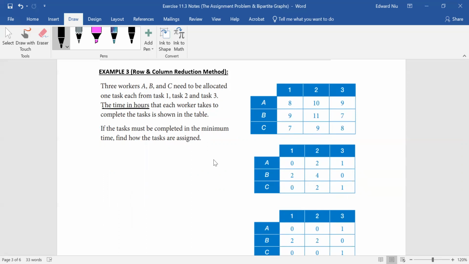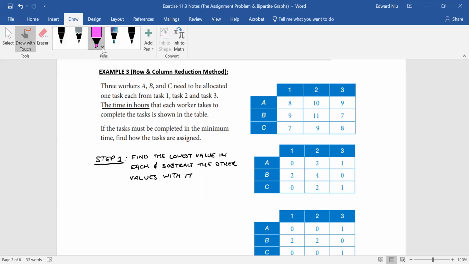So what you want to do is first step. So step 1. I tried drawing these tables, it turned out terribly, so that's why I just screenshotted. So step 1, find the lowest value in each row and subtract the other values with it. So what does that mean?